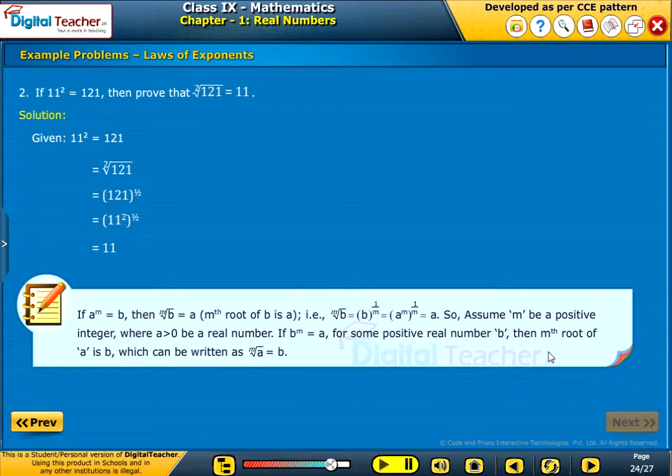So, assume m is a positive integer, and a greater than 0 is a real number. If b power m is equal to a, for some positive real number b, then mth root of a is b, which can be written as mth root a equal to b.